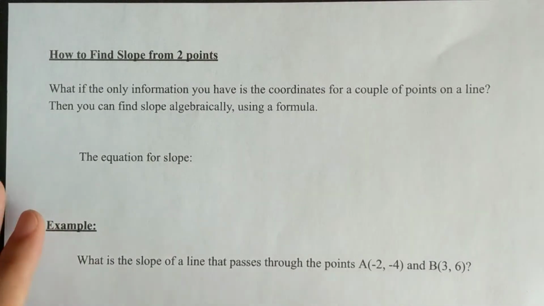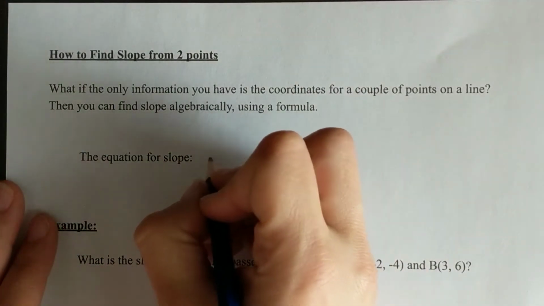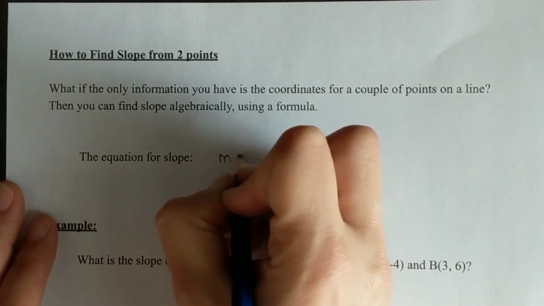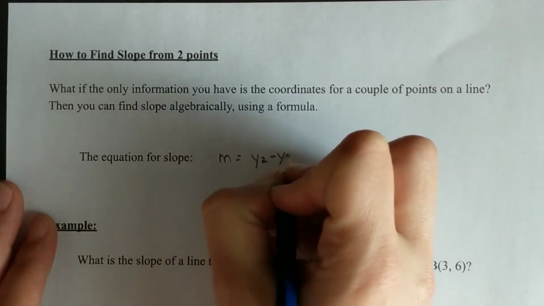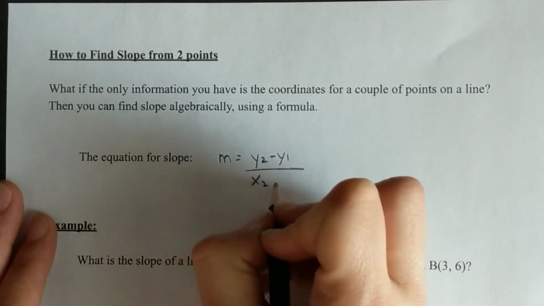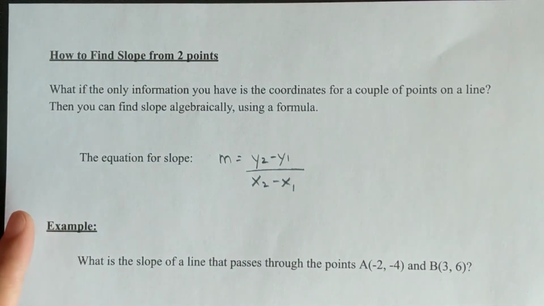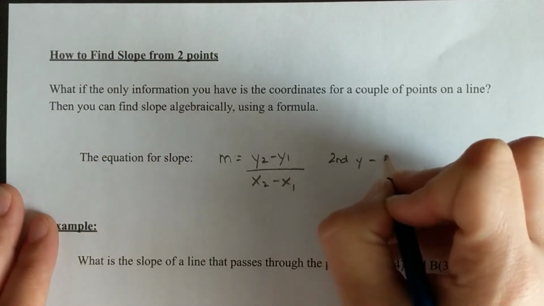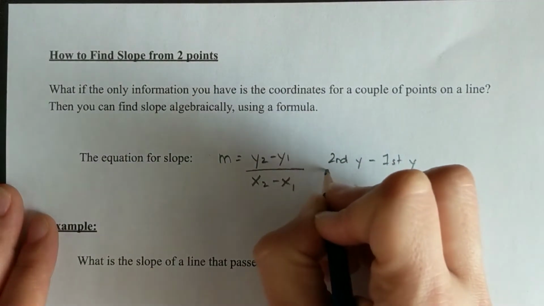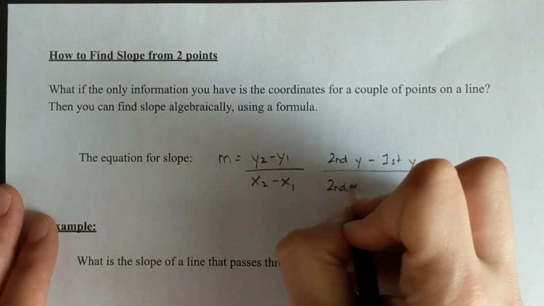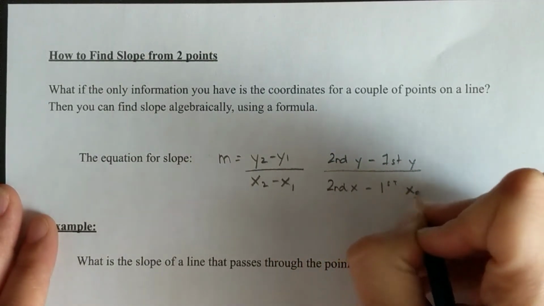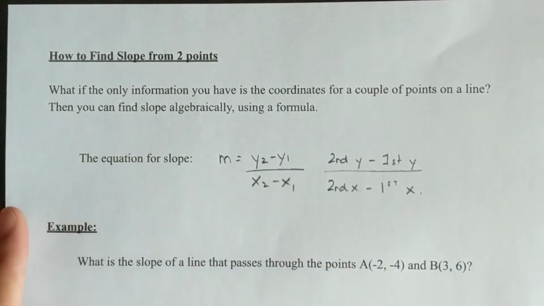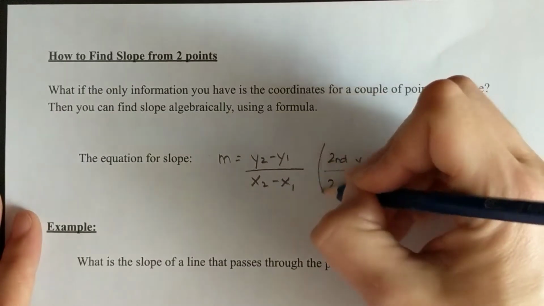So in this case, your equation for slope is going to be slope equals y2 minus y1 over x2 minus x1. Now this can be a confusing equation for a lot of people. What this basically means is you take the second y minus the first y, and you divide it by the second x minus the first x. And these x and y values are going to come from the points that you got, those coordinates that exist.